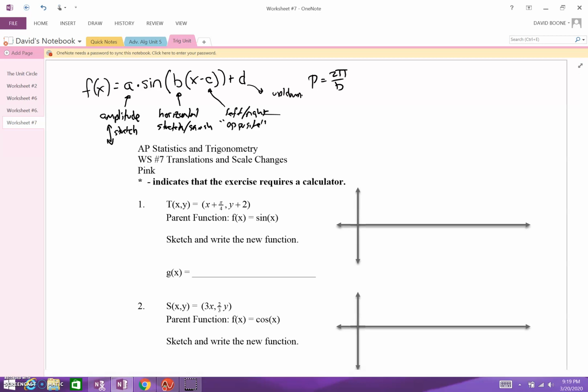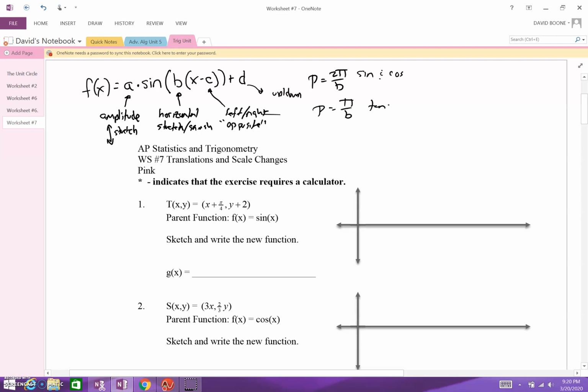All right, so those are the pieces there. I just want to make sure we review. I just want to go back here actually and talk about this too. This is for sine and cosine, because remember, period for tangent is just pi over b. And so we just have to make sure we emphasize those points.